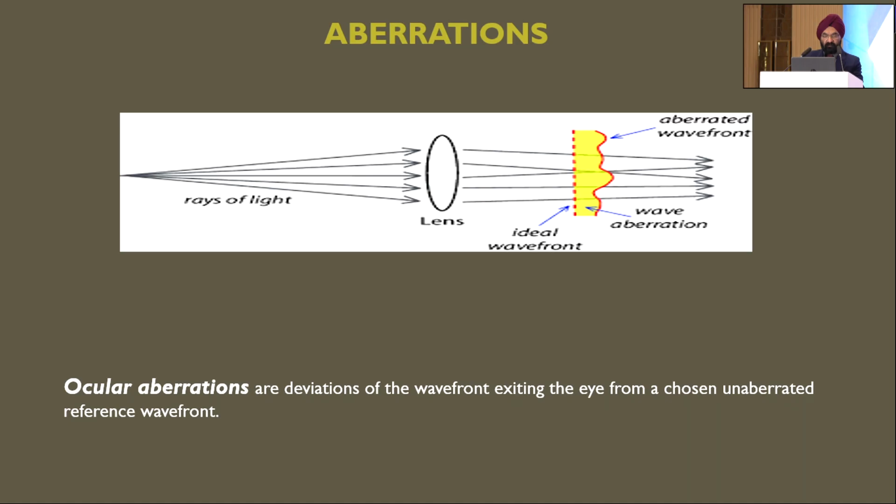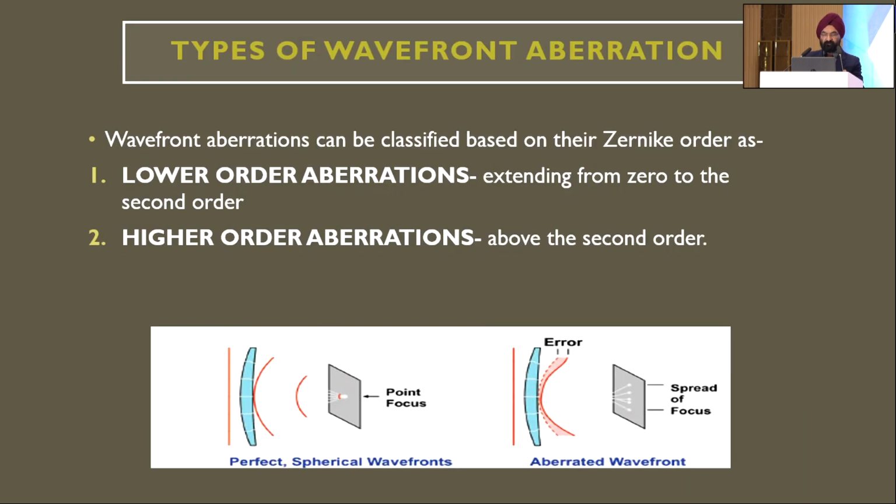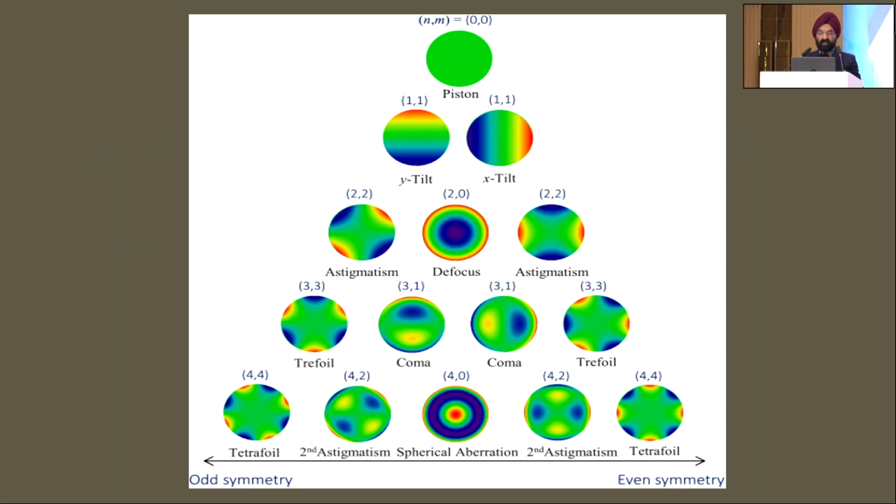What are ocular aberrations? They are actually deviations of wavefront exiting the eye from a chosen unaberrated reference wavefront. Lower order aberrations extend from Zernike order 0 to second order, and higher order aberrations above the second order. So these are the lower order aberrations: piston, tilt, astigmatism, and spherical errors, whereas the higher order aberrations start from above second order, that is trefoil, coma, tetrafoil, secondary astigmatism, and secondary spherical aberration. You see, even after you have achieved good quantity of vision, 6 by 6, the quality can be deteriorated by these higher order aberrations, and so we need to do something about them.